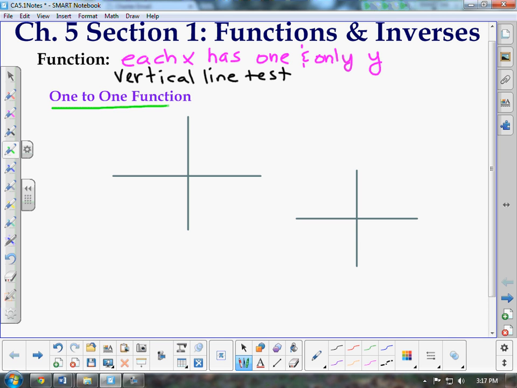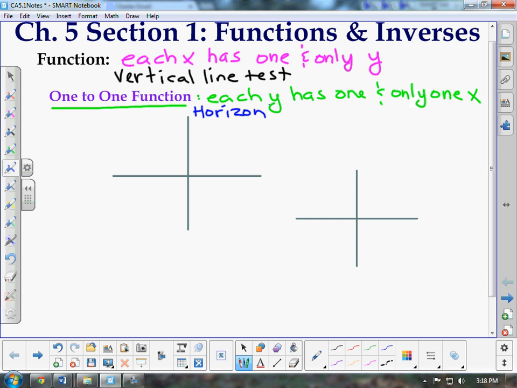A function is a one-to-one function, meaning each x has one and only one y, if each y has one and only one x. And that means it has a horizontal line test to determine if it's one-to-one.